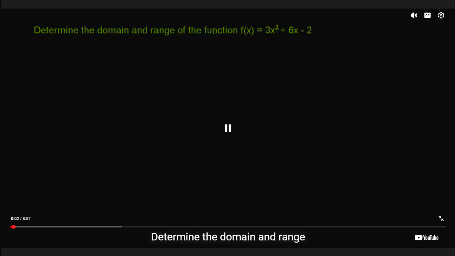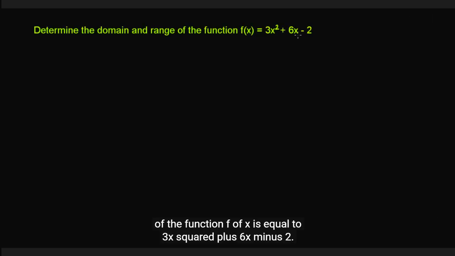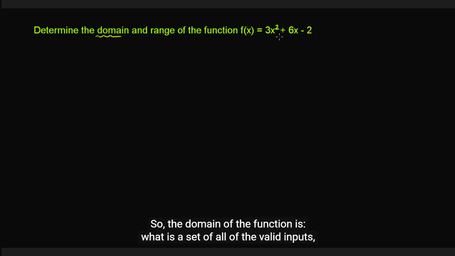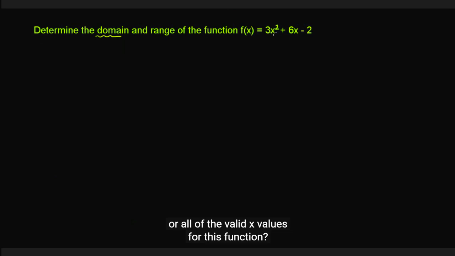Determine the domain and range of the function f of x is equal to 3x squared plus 6x minus 2. So the domain of the function is the set of all of the valid inputs, or all of the valid x values for this function. I can take any real number, square it, multiply it by 3, then add 6 times that real number, and then subtract 2 from it.